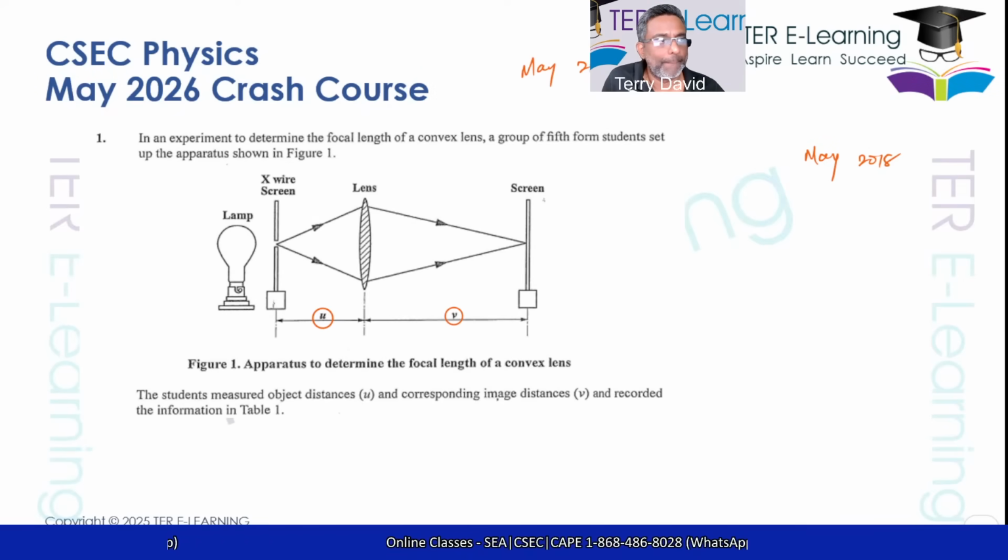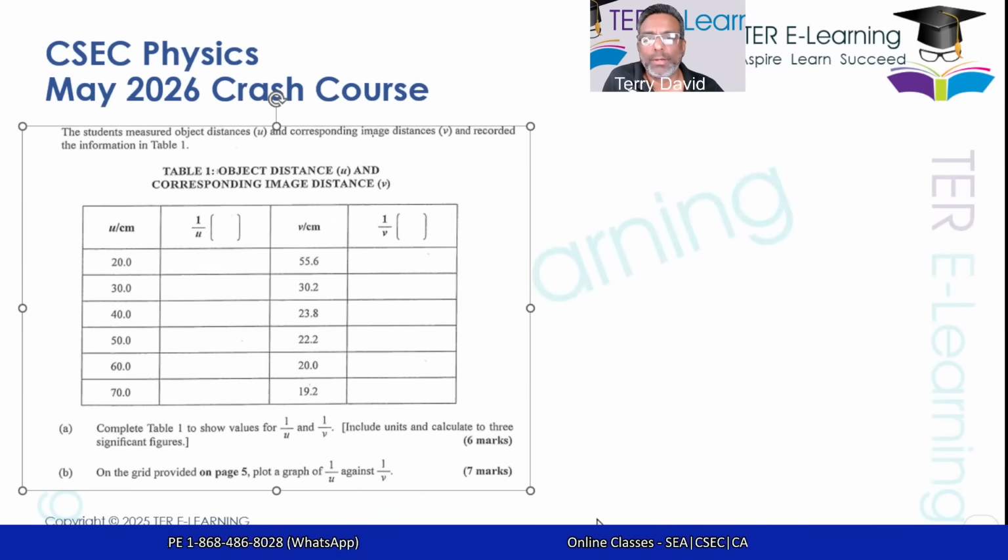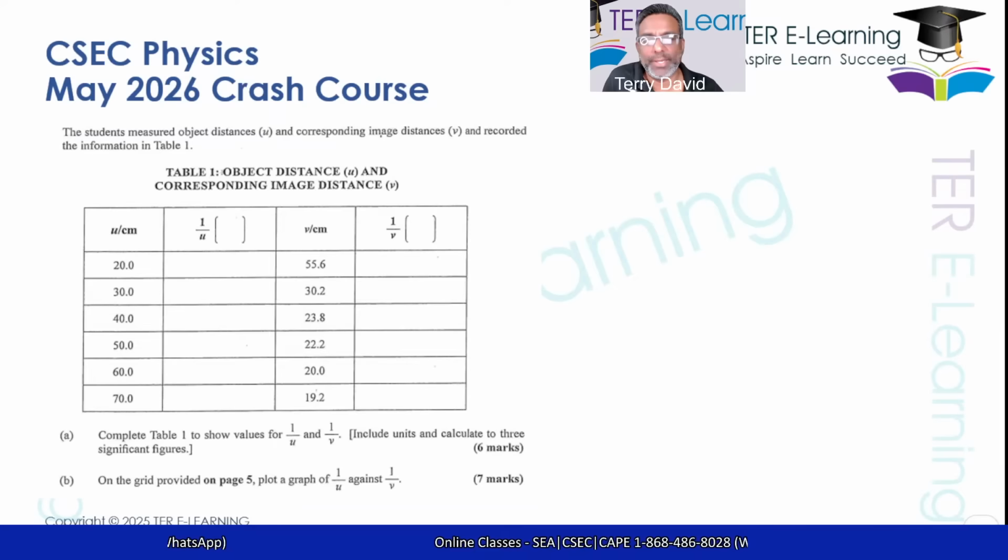So let's see what we have to do here. All right, this is our table here, and we want to complete the table. Now with these kinds of questions, they have U in centimeters and V in centimeters. But you will notice that they have a new column here, 1 over U, and 1 over V. CXC wants you to complete 1 over U and 1 over V to 3 significant figures.